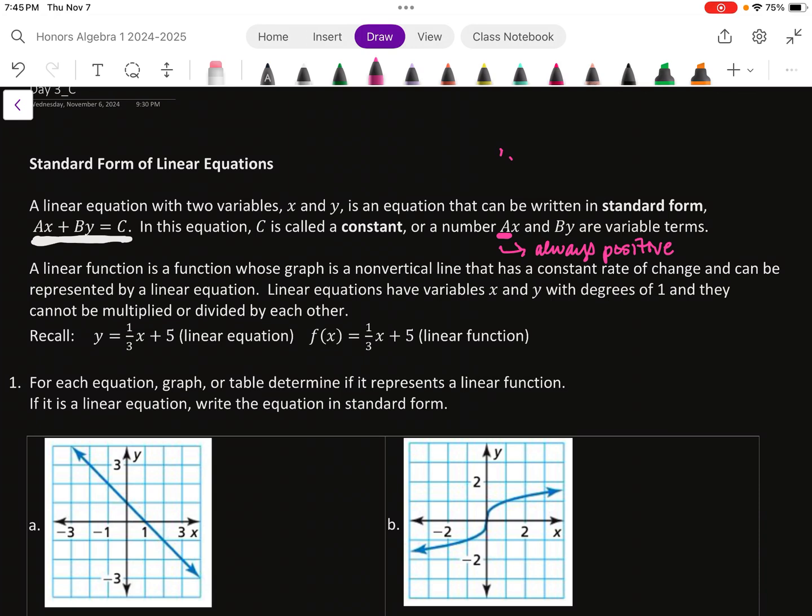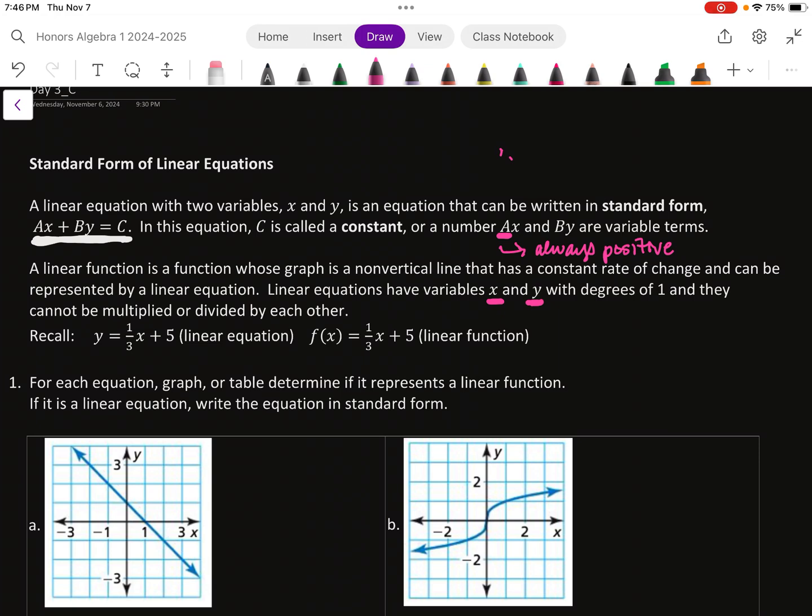A linear function, well, how can we identify something as a linear function? It's something that is a non-vertical line that has a constant rate of change and can be represented as a linear equation. So again, today we'll talk about specifically the standard form. Linear equations have variables, x and y. Sometimes they won't have both, but one or the other, or both, with degrees of 1, and they cannot be multiplied or divided by each other.